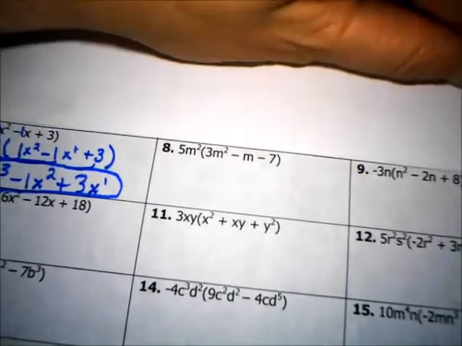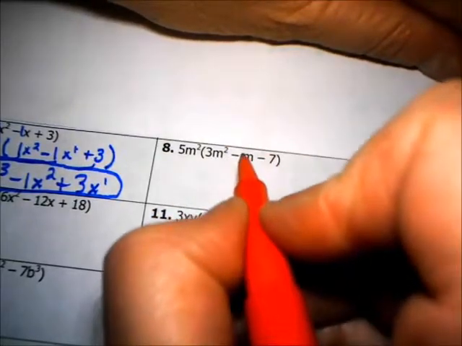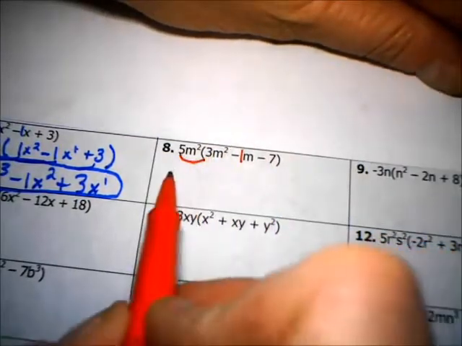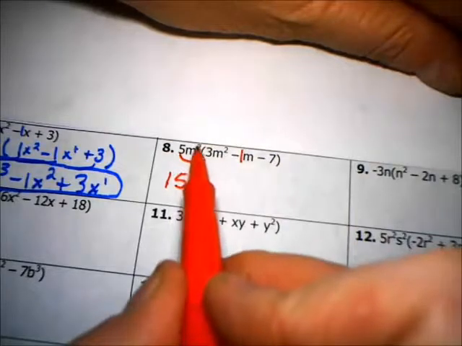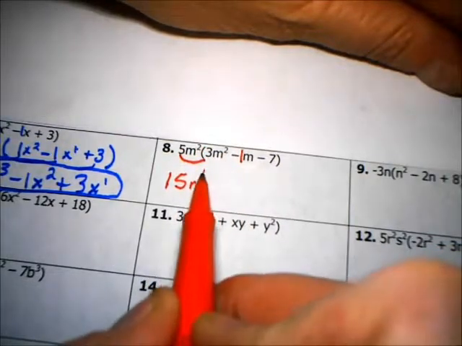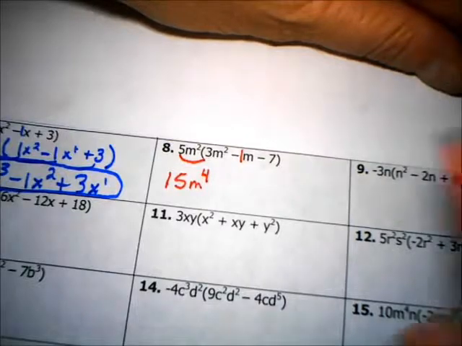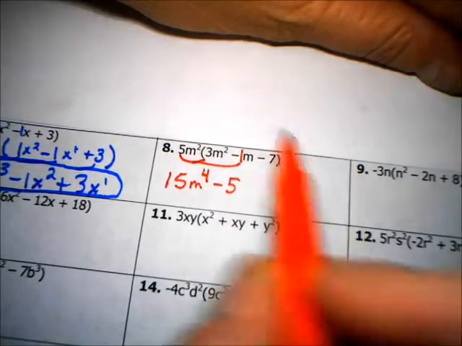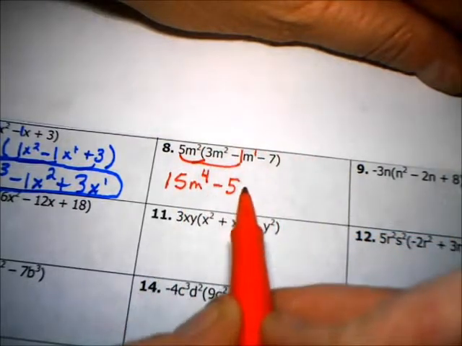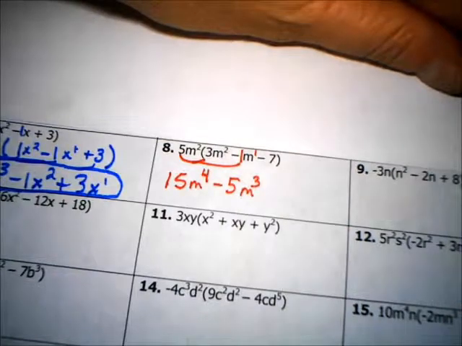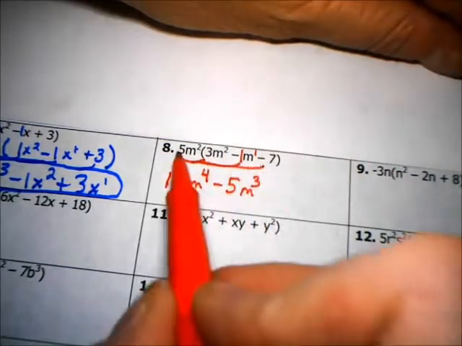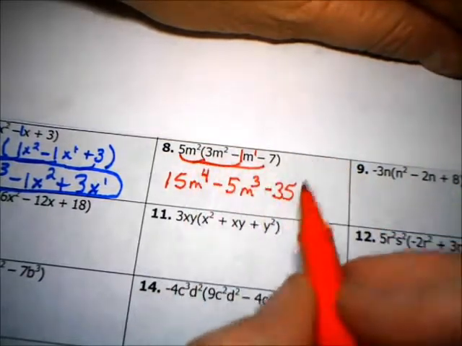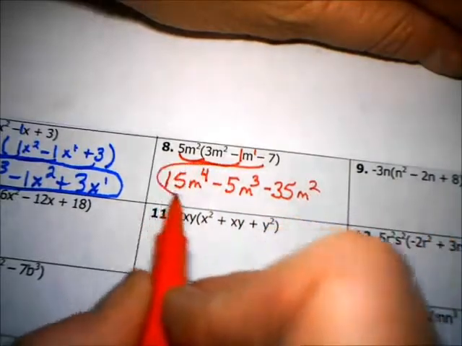If I look at number 8, the middle term does not have a 1, so I'm going to slide a 1 right there just the way it is. And I'm going to multiply it. 5 times 3 is 15. m² and m² now is m⁴, because you add your exponents. If I go to the middle term, 5 times a -1 is a -5. m² and m¹ is m³. Then go to the last term. 5 times a -7 is a -35, and then I carry the m over, and there's your answer.